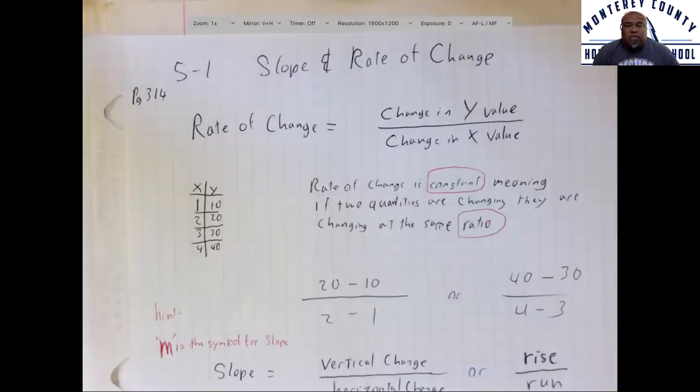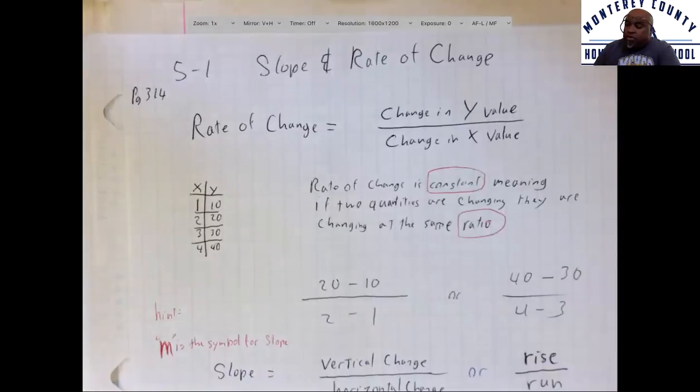Like when they start raising minimum wage. Let's say minimum wage now is like $13. Well, let's say they raise it to 15. Then when they raise that to 15, the price of everything else goes up. So when one thing changes, it causes everything else to change at the same rate. So that's what we mean by rate of change.